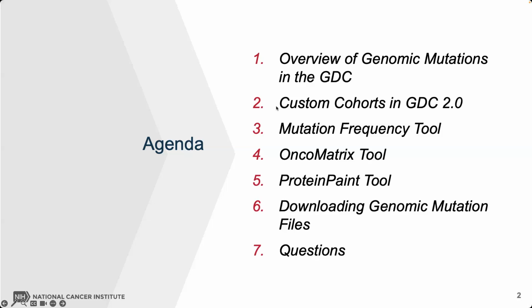So the beginning of this webinar is going to be an overview of genomic mutations in the GDC, just to give you an introduction, followed by a recap of creating custom cohorts in GDC 2.0, because this is a cohort-based framework, and mutation analysis is no different. We will be creating a cohort. After that, we'll demonstrate 3 analysis tools from the GDC: mutation frequency, OncoMatrix, and protein paint. If we have some time at the end, we're going to go over how to download genomic mutation files, specifically how to query them. And then at the end, we'll take any questions from the audience.